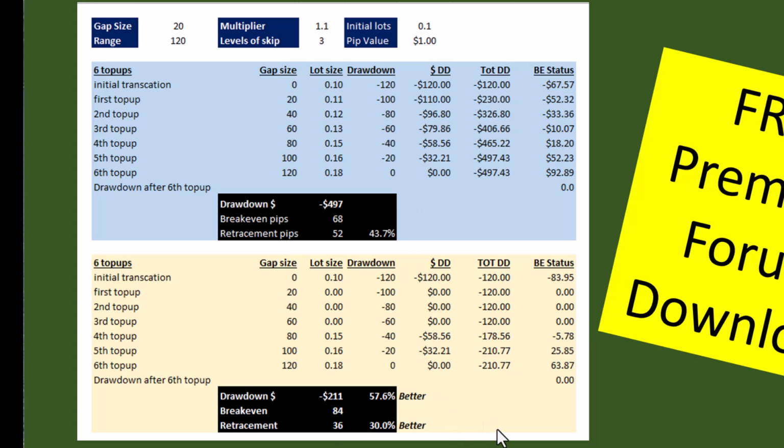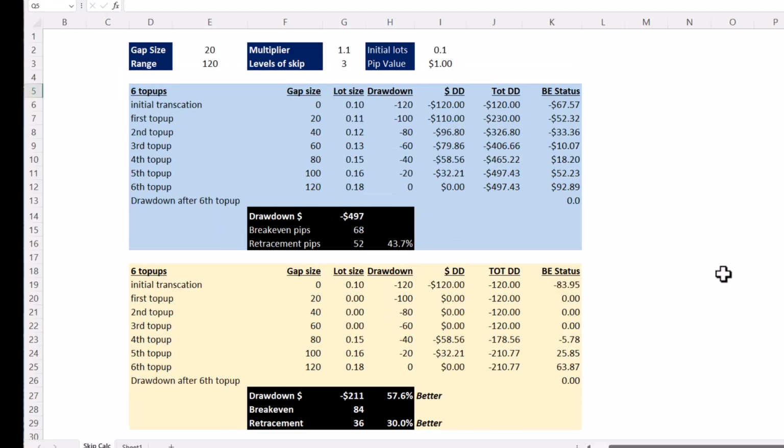So this little model can help you make up your mind what kind of strategies you want to use. And it is a free download in the premium forum. So let's go and have a look at this model. Okay, so here is the Excel spreadsheet here on an Excel program. And here we have exactly, I think, what you've seen before. There's the same statistics and things like that. But the program has been written in such a way that you can play around with the variables now.